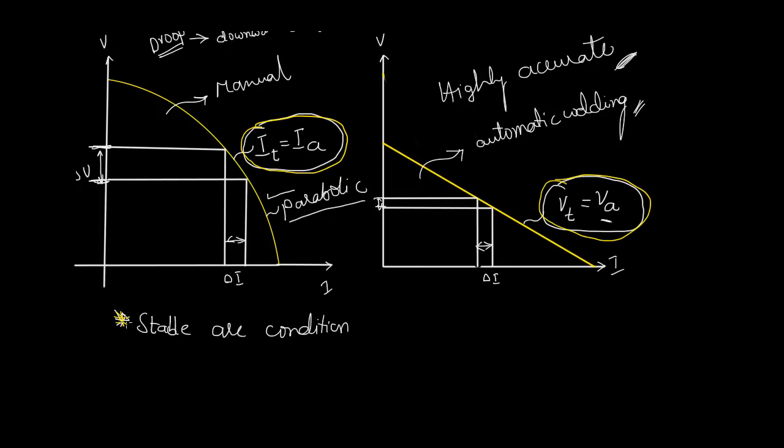That means the arc is stable, not fluctuating from time to time. At what conditions can we achieve this? For a constant current type machine, we can achieve stable arc condition by making the arc current equal to the transformer current. And for the constant voltage machine, we can get the stable arc condition by equating arc voltage to the transformer voltage. So this is how we solve the problems.